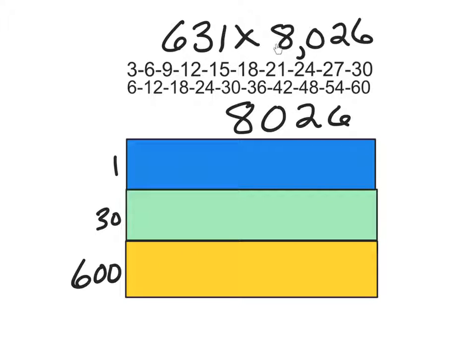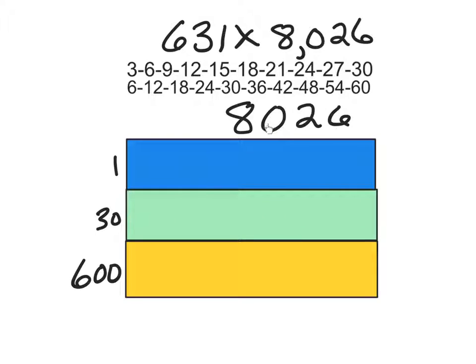631 times 8,026. First thing I did was do my counting by the numbers for 6s and for 3s. I didn't need to worry about the 1s because that's super simple, my friends. Then I took 8,026 and plugged it in on top of my 3 area boxes right here. And I broke the 631 into 600 plus 30 plus 1. Let's rock and roll, my friends.